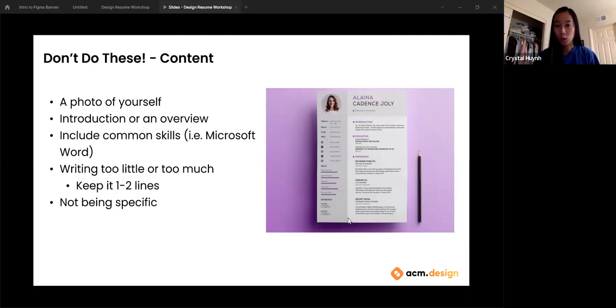An introduction or an overview. So again, here you can see that the top section is an introduction, or like an objective. Some people have those. If you need to fill space in your resume, especially as a first or second year, it's usually okay, but I would caution against it as well. As you gain experience, you want to fill the space with relevant experience.